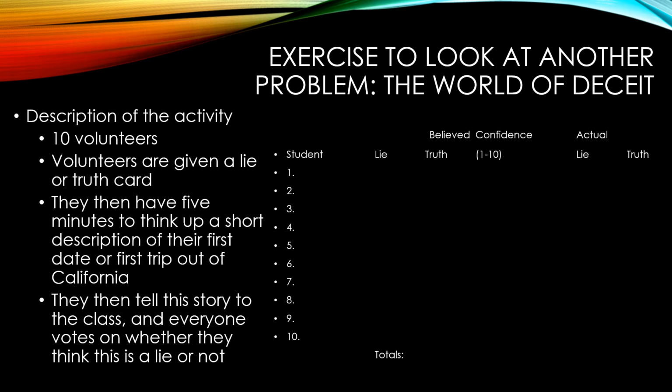Some people are told lie about your first date. Some are told lie about your first trip out of California or tell the truth about your first trip out of California. It essentially falls in two directions, whether or not people are going to lie or tell the truth on whichever story they're assigned. Then these participants come up in front of the class and tell these usually very elaborate stories, and everybody's asked to guess whether or not the person was lying or telling the truth, and how confident they were in their estimates.